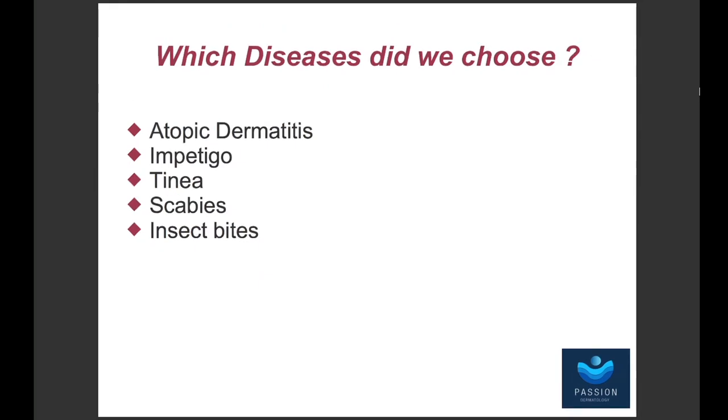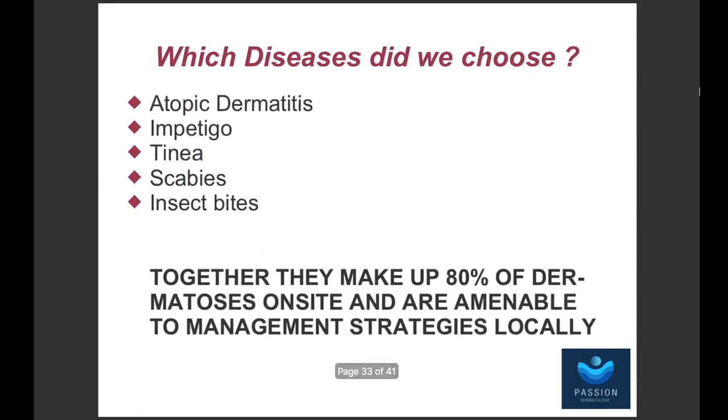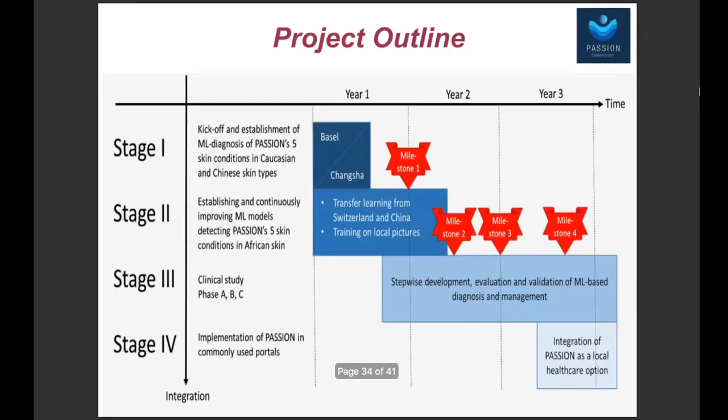So the diseases we chose again: atopic dermatitis, impetigo, tinea, scabies, and insect bites. And the reason again is that they make up 80% of dermatoses on site and are amenable to management strategies locally. And if you need a treatment which is medical, it's not always easy to access the medication, but at least it's part of the essential drug list of the WHO. So it's seen as being essential.